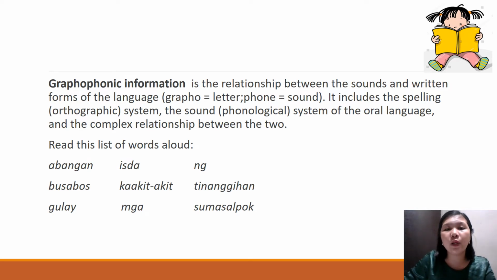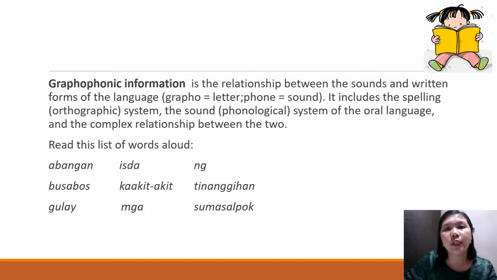When we say graphophonic information, it is the relationship between the sounds and the written forms of the language. Grapho equals letters, phone equals sound. It includes the spelling or orthographic system, the sound or phonological system of the oral language, and the complex relationship between the two. The sound symbol correspondence in Filipino is very regular. That is, words are written the way they are spoken. One letter stands for one sound and one sound usually is represented by one letter.